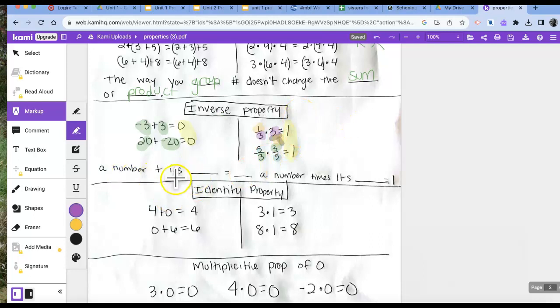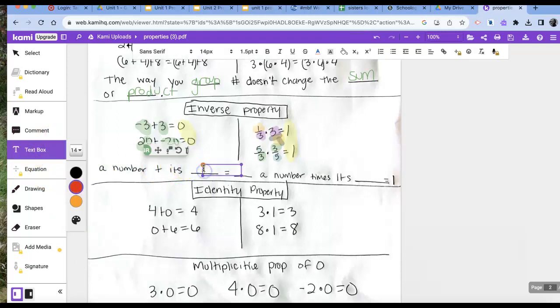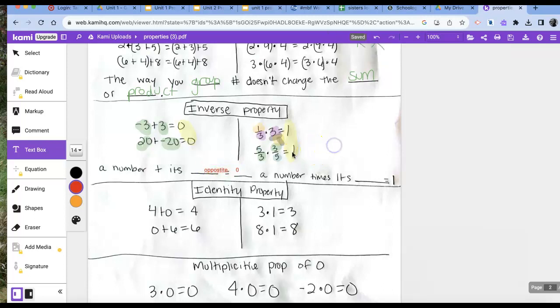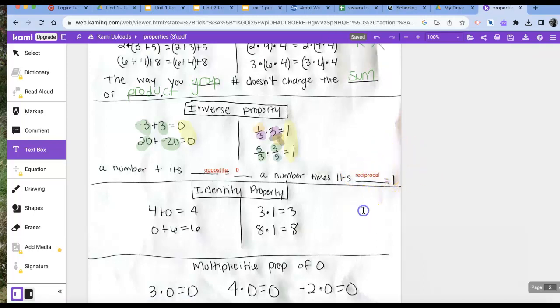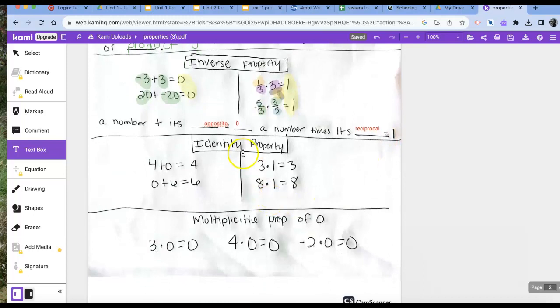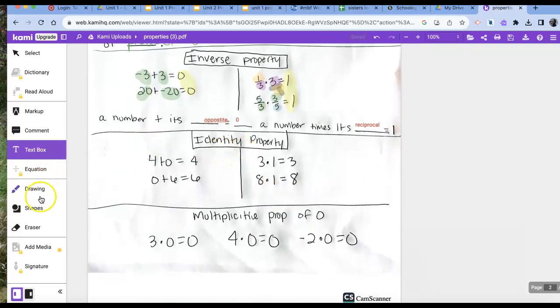All right, so a number plus its opposite, you would write here. Equals, and on the other box it's going to be 0. And a number times its reciprocal equals 1. A reciprocal is when a fraction is flipped upside down. All right, let's move on to the identity property. So pause and see what you notice.